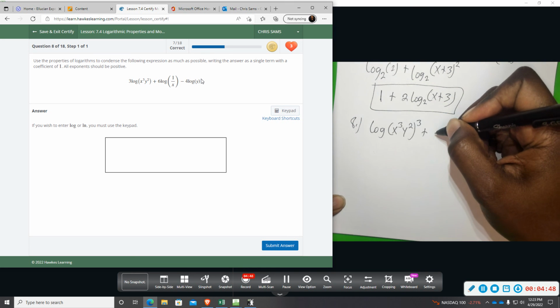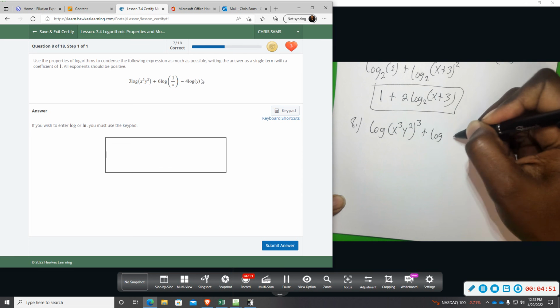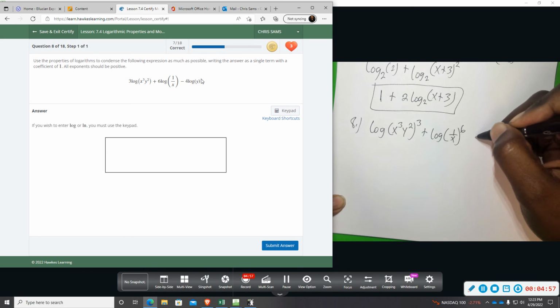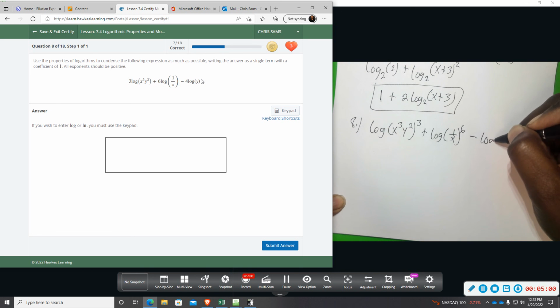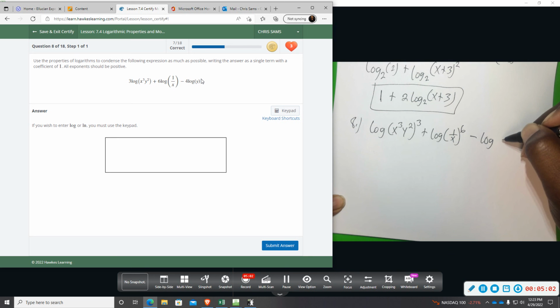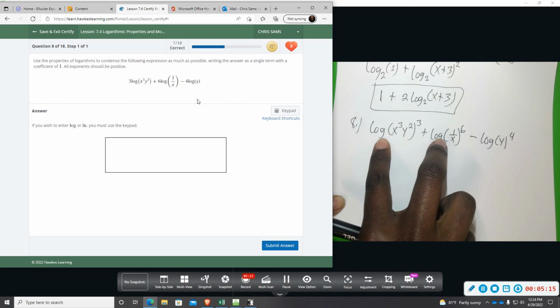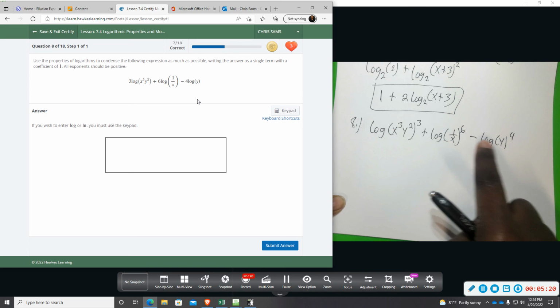and then plus, this is log of 1 divided by x, and it's going to be raised to the 6, so that's moving the 6 up, and then minus log of y, and it's going to be raised to the 4th power. Okay, so now that we have each of these logs separated, when you add logs, we can rewrite that as multiplication. And when you have subtraction, we can write it as division.